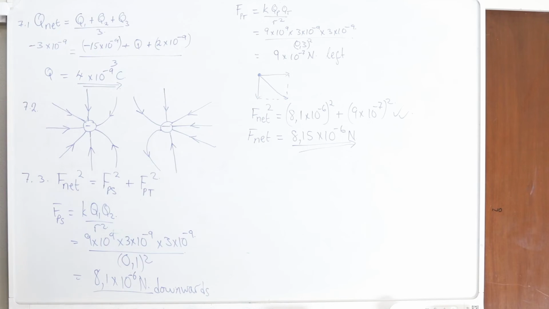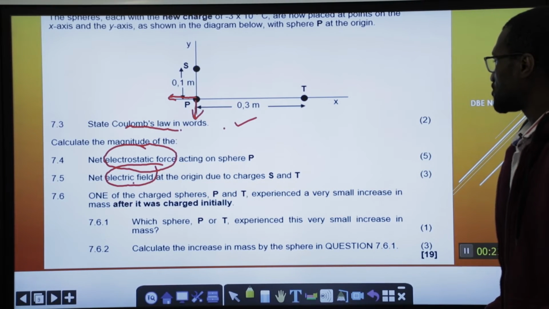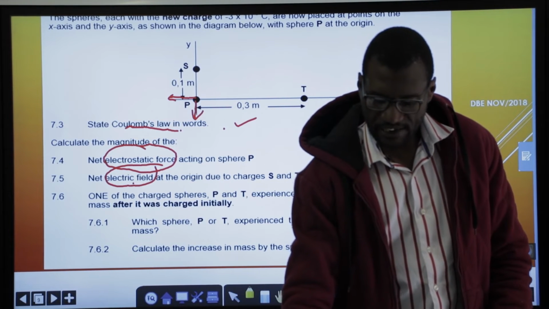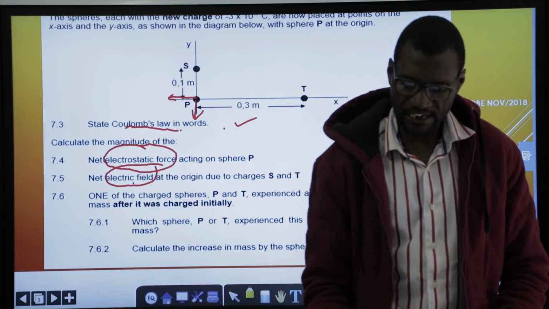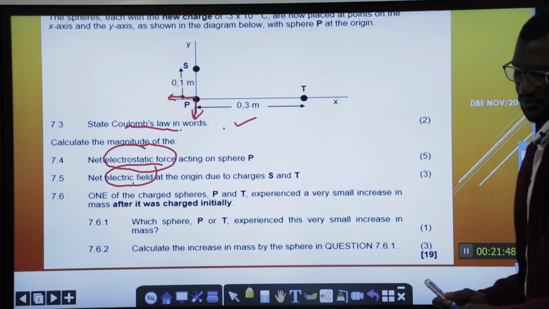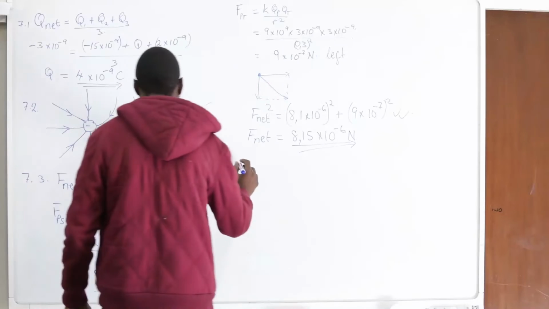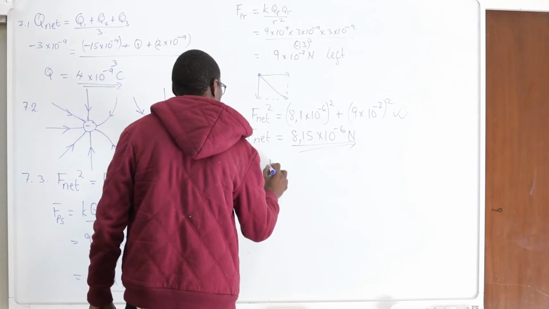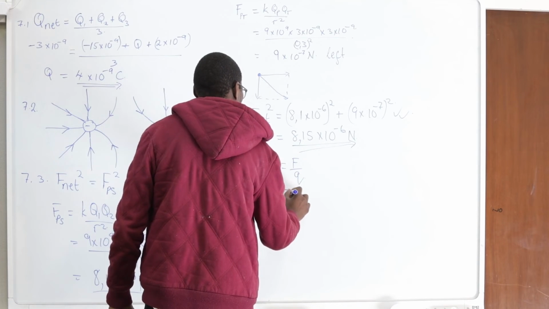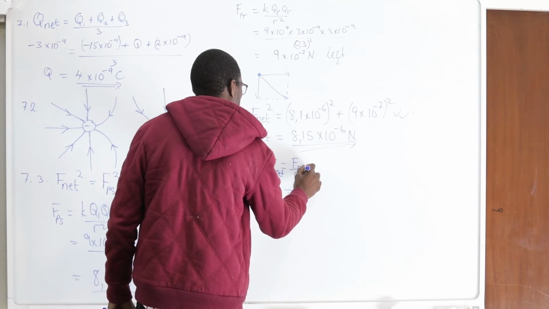Alright, let's move on. Find the net electric field at the origin due to S and T. You would agree with me that we already have a formula that helps us to calculate the E net. So electric field, 7.4, E is equal to F over Q. What is our value of F net? E net over F net.